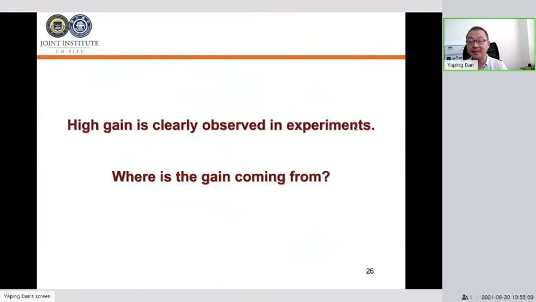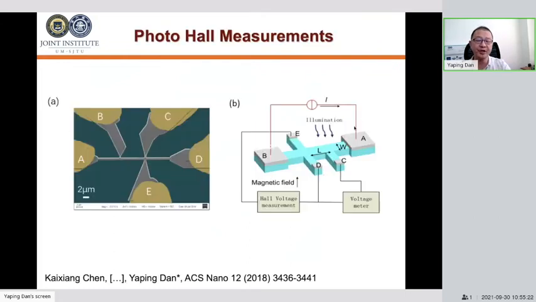But indeed, high gain is observed in experiments. How can you explain that? Where is the gain coming from? That's a big question. In order to explain the gain, we performed photo Hall measurements on nanowires. We use B and C for four-probe measurements, and we use C and E to calculate the Hall voltage.